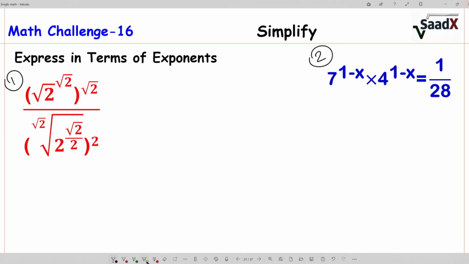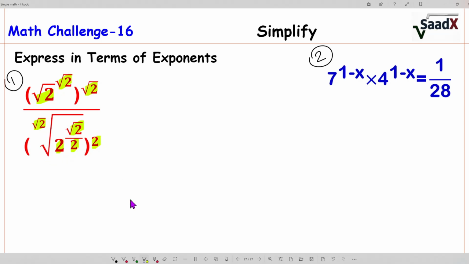In terms of exponent, we are going to simplify two questions in this video. Let's start. First one. This is a nested square root. First, root 2 to the power root 2 whole to the power root 2 over root 2, it's the nth root, right? 2 to the power root 2 divide 2 whole to the power 2.